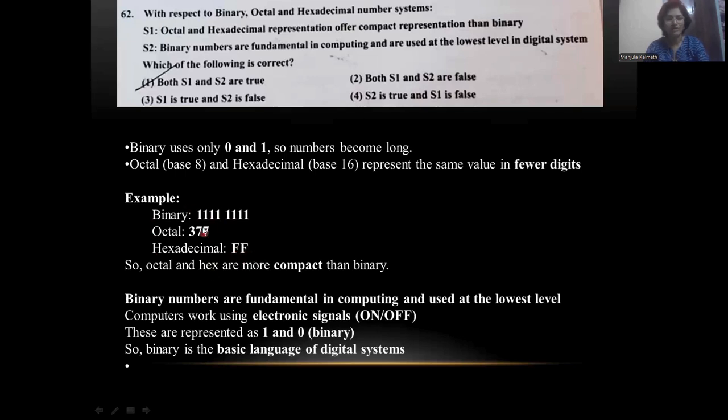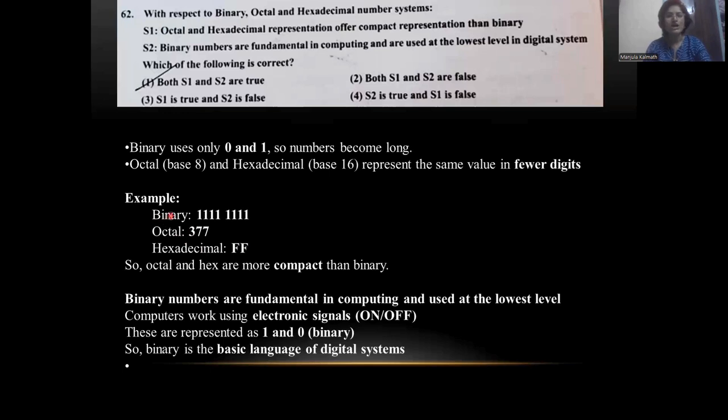Here we can compare the combinations for the same decimal number: in binary it is eight ones, in octal it is 3 digits, and in hexadecimal it is 2 digits. That's why octal and hexadecimal are more compact in representation than binary.